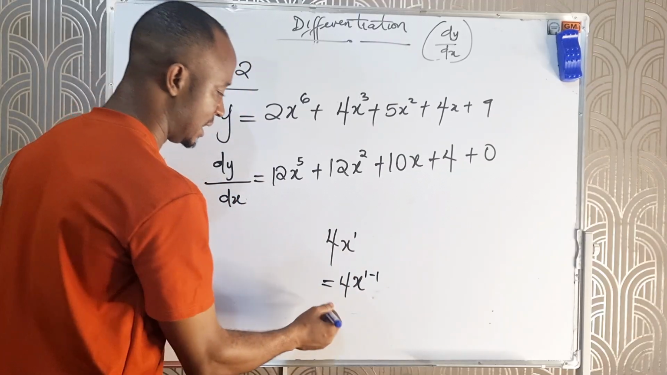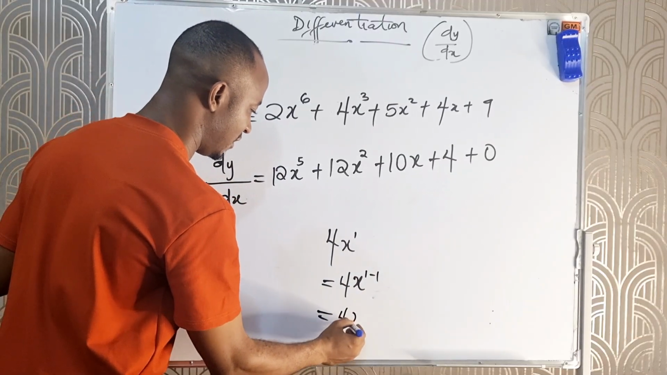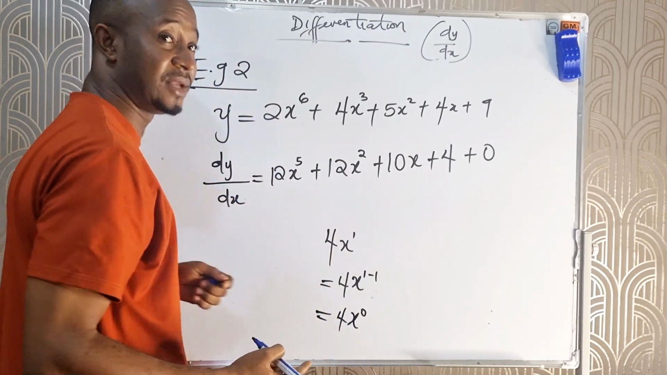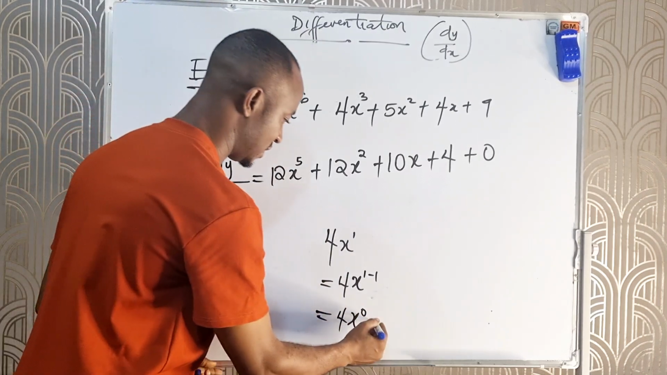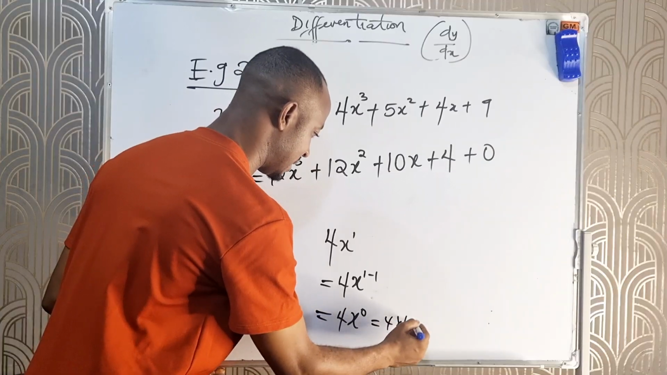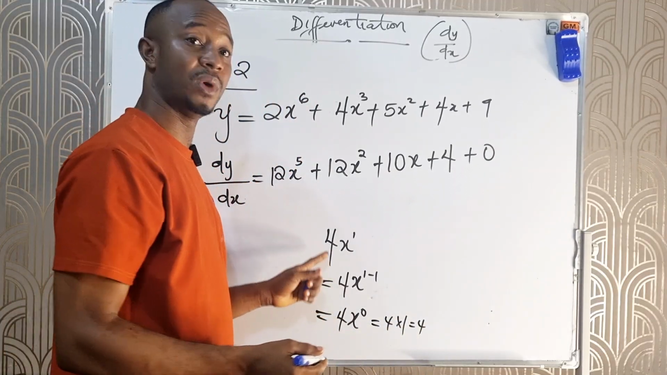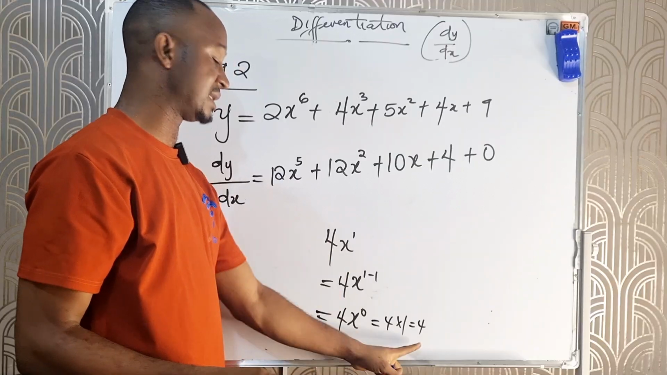Alright? And this will give us what here? 4x to the power of 0. And in mathematics, anything raised to the power of 0 is 1. So this will give us 4 times 1. The answer becomes what here? 4. So that is why we say that whenever we differentiate 4x, the answer is 4.